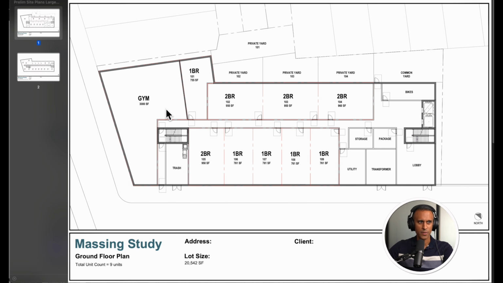Other things that we did in this particular building is we threw in a gym on the ground floor. We didn't put it on upper floors because on the upper floors, we wanted to have common layouts. We'll look at that in a sec, but we threw a gym here.